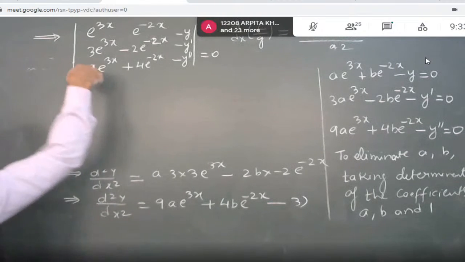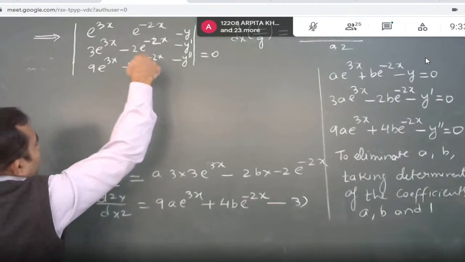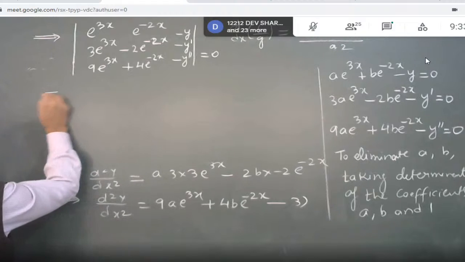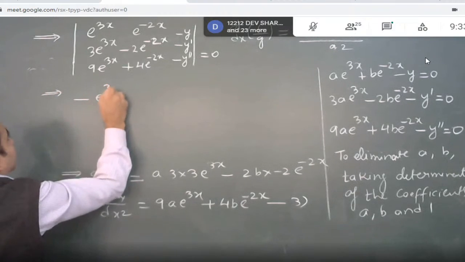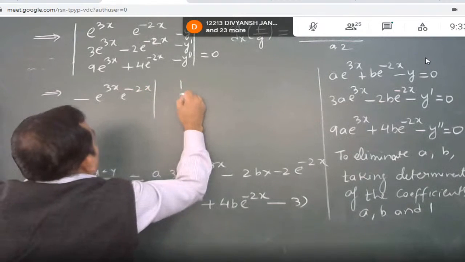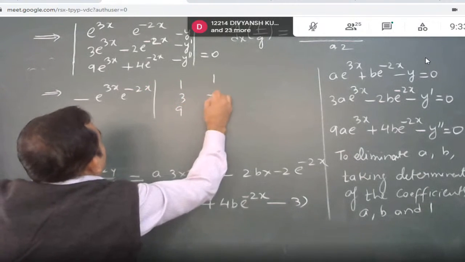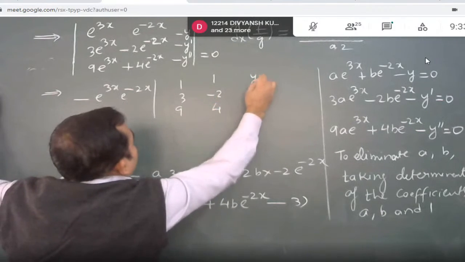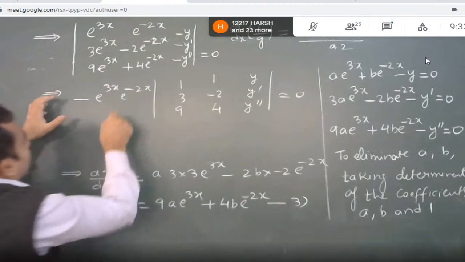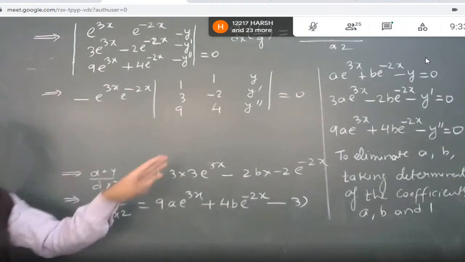मैं क्या करता हूँ, e to power 3x फर्स्ट कॉलम से कॉमन लेता हूँ, e to power minus 2x, let us take common from second column, यहाँ से भी minus 1 उड़ा लेता हूँ कॉमन, so this will be minus e to power 3x e to power minus 2x out, and in the bracket I will have 1 3 9, 1 minus 2 4 and y dash y double dash equal to 0. This let us send in the right hand side, that also will be 0.